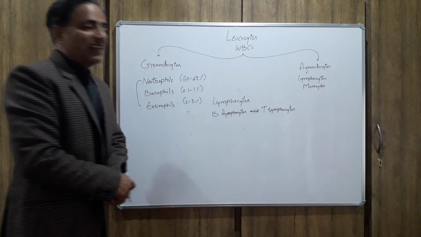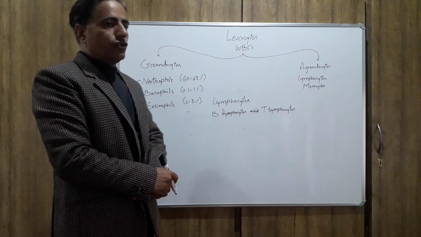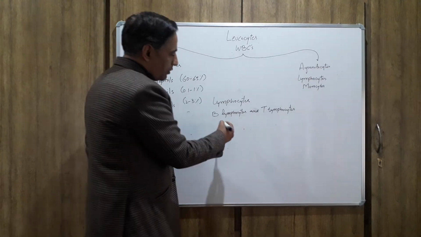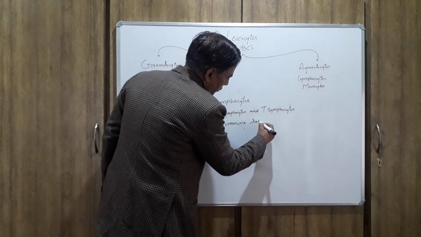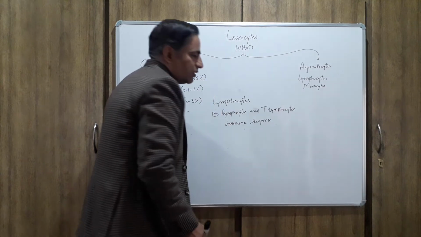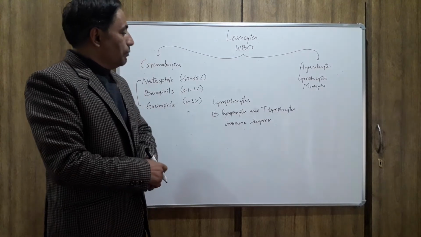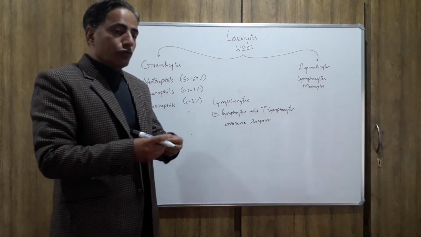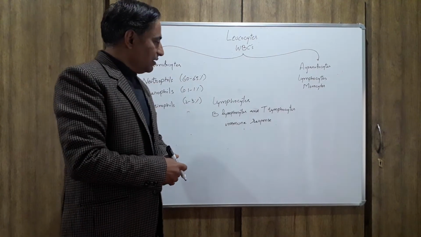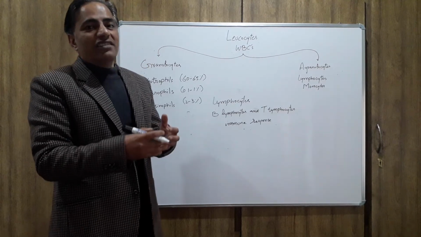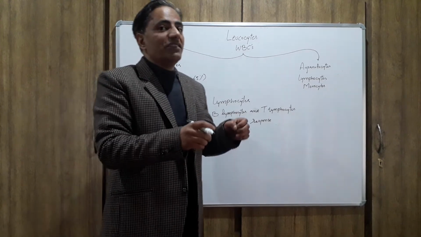B lymphocytes and T lymphocytes. The basic function of the lymphocytes is to produce immune response within the body. This is their most important function. It can be understood as the resistance to diseases. Immune response means immunity, resistance to diseases.